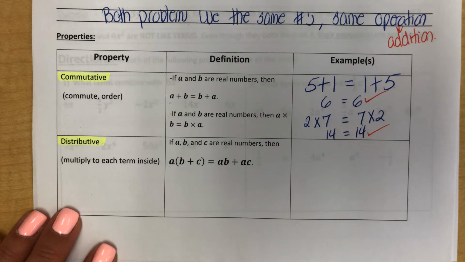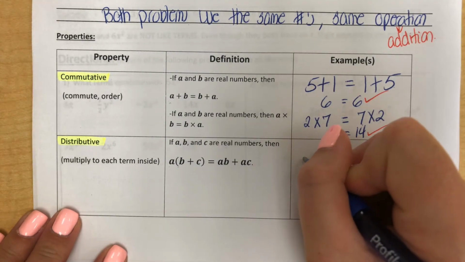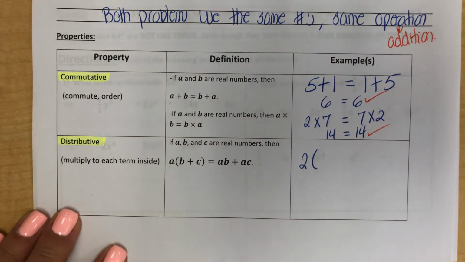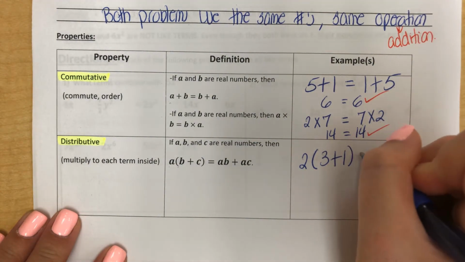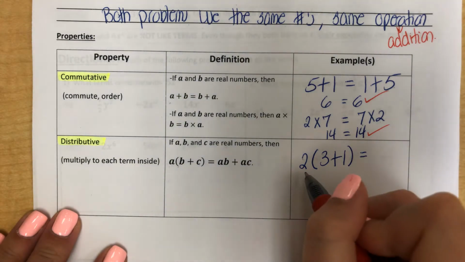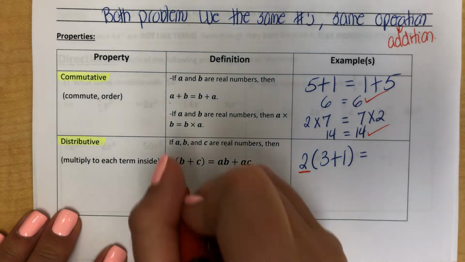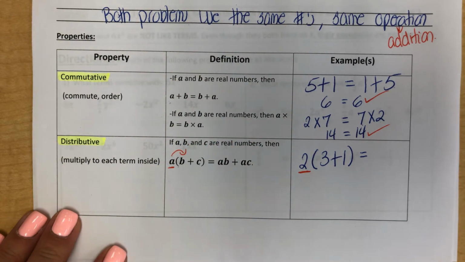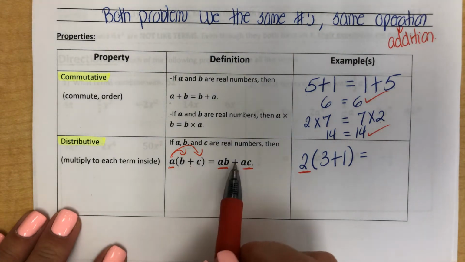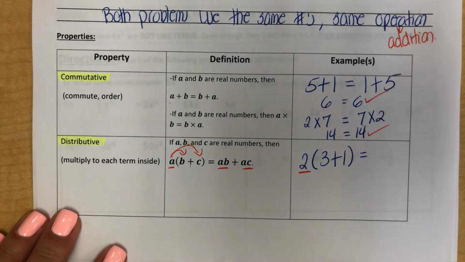So I'm going to let A, maybe for this example, be the number 2. I'm going to let B be the number 3, and C be the number 1. So all it's telling me to do is take this A value and multiply it to B. That's how we got AB. Then I'm going to take this A value and multiply it to C. That's how I'm getting this AC value. All right, and we were using addition, so it stays the same. So I'm going to do that here.